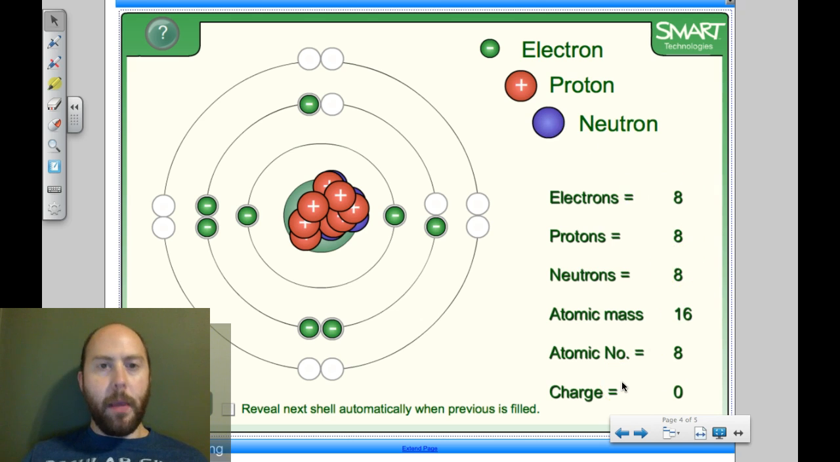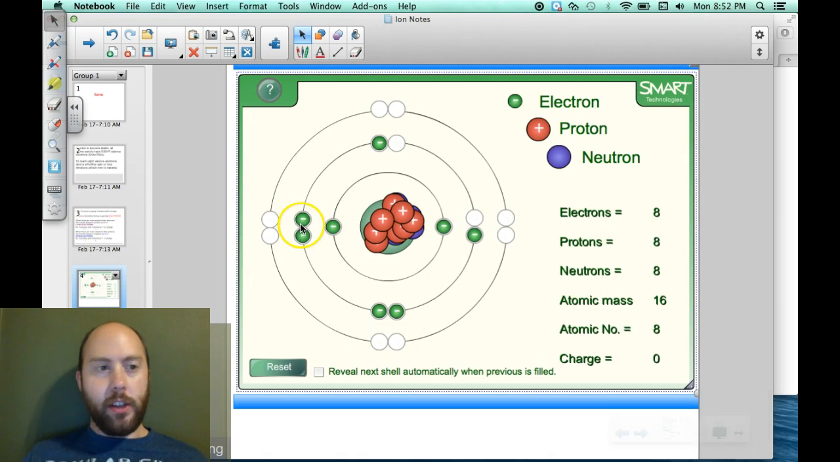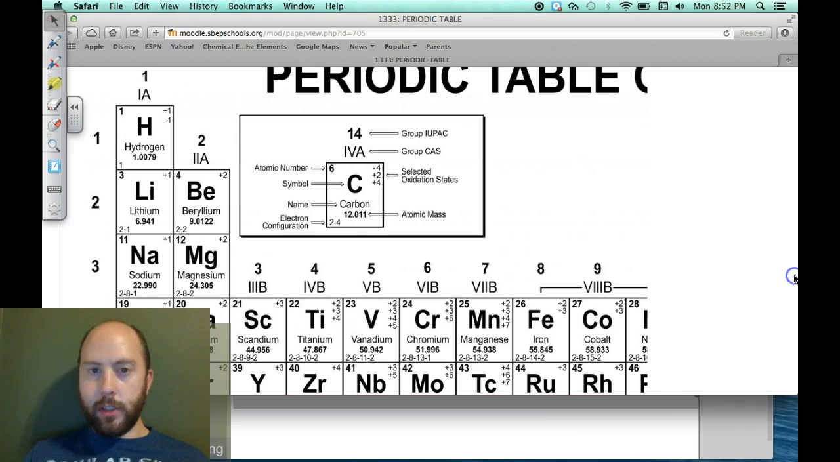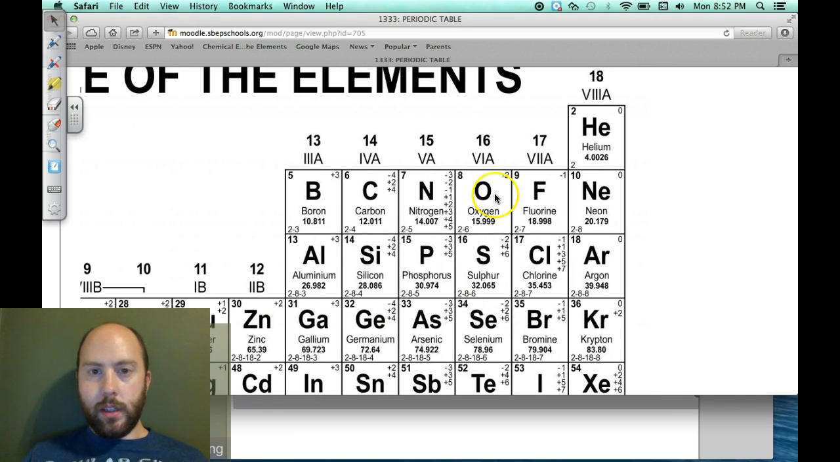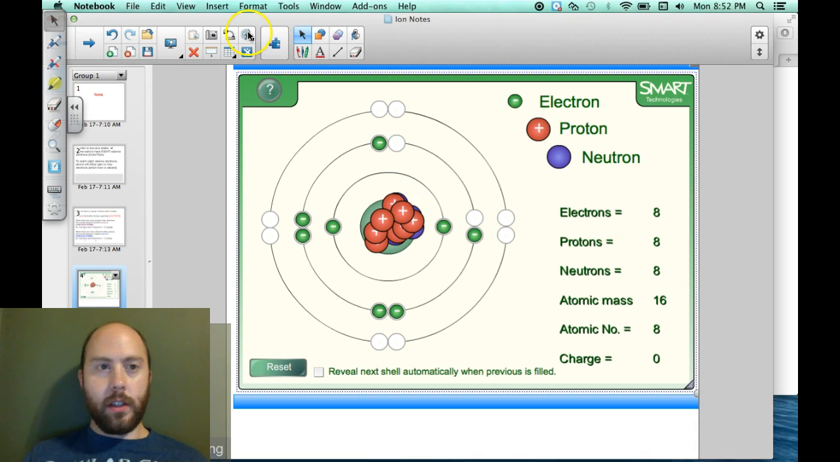It's a neutral atom. But it's not stable, because if you look, there are 6 valence electrons for oxygen. You could always find out by looking at the periodic table. If I go to the periodic table, oxygen is in family 6A, 6 valence electrons.